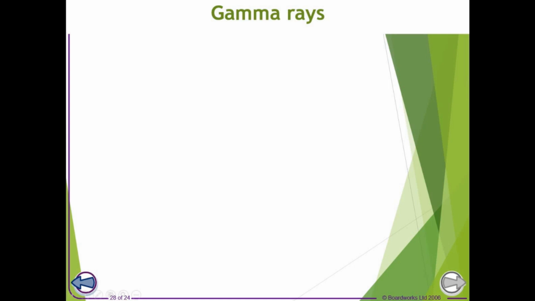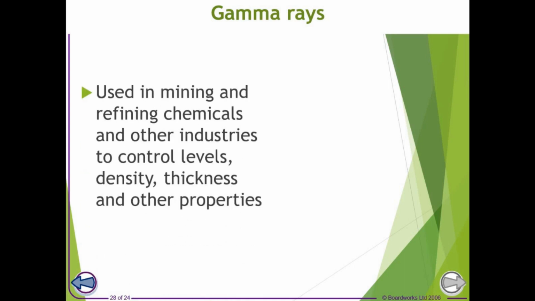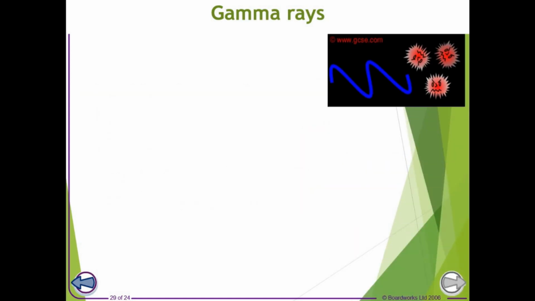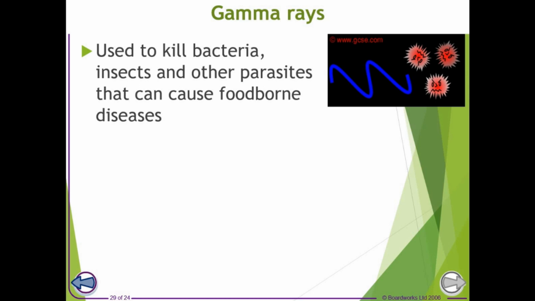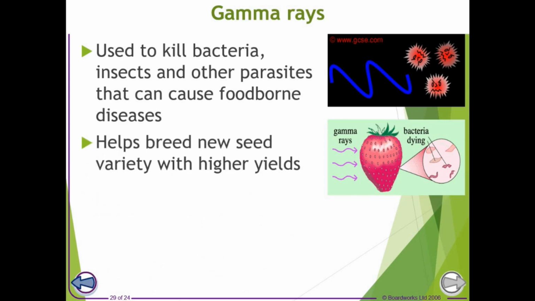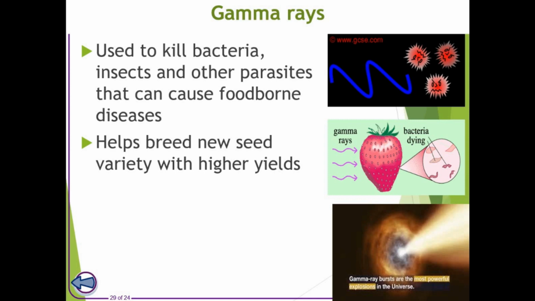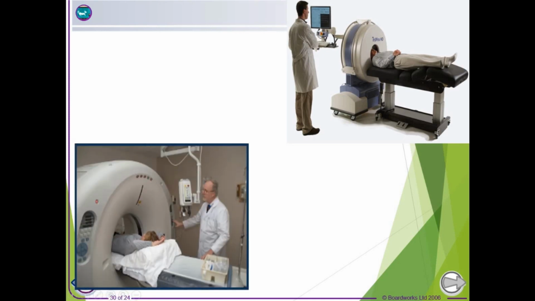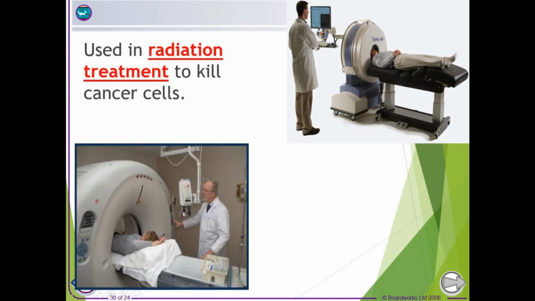They are also used in mining and refining chemicals and other industries to control levels, density, thickness, and other properties. They are also used to kill bacteria, insects, and other parasites that can cause foodborne diseases. They also help breed new seed varieties with higher yields. They are also used to destroy cancer cells in a process called radiotherapy. Gamma rays are used in radiation treatment to kill cancer cells. They can be harmful if not used properly.